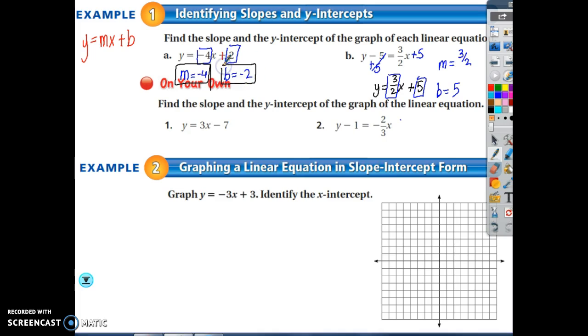Similarly, in letter B, we did the same thing, but first we have to get y by itself. So in order to do that, we added 5 to both sides. After adding 5 to both sides, y was then isolated, and we can identify the m, which is 3 over 2, and the b, which is positive 5. If you haven't already, go ahead and take a moment to try finding the slope and the y-intercept of numbers 1 and 2.